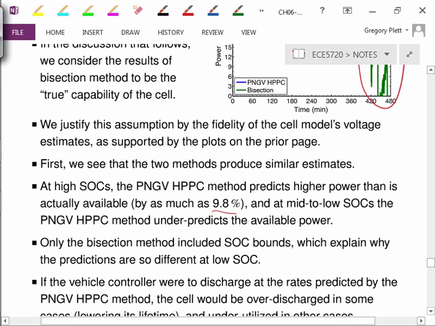The bisection method included state of charge bounds from a Kalman filter when I was doing this, which included SOC bounds on the power estimate. This here is explaining that phenomenon that we talked about, that there were limits placed on SOC, and that's why the bisection method results look quite different there.